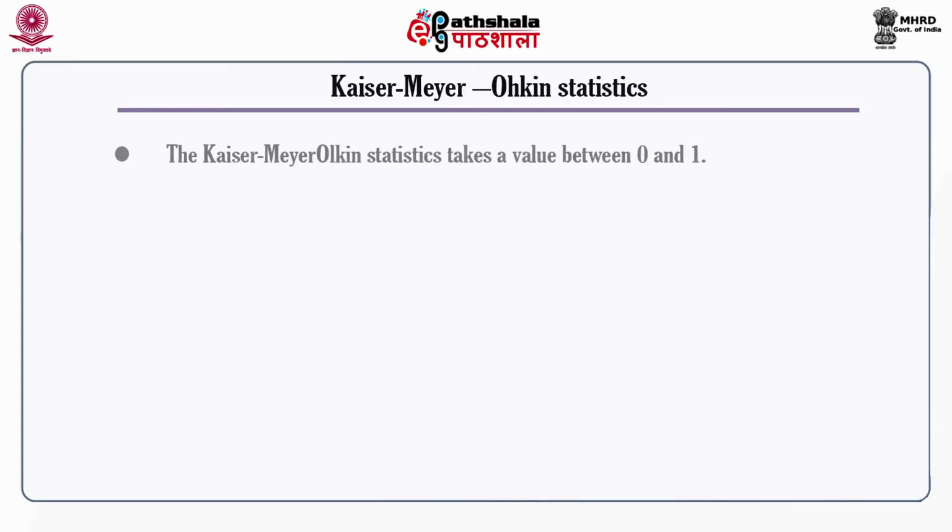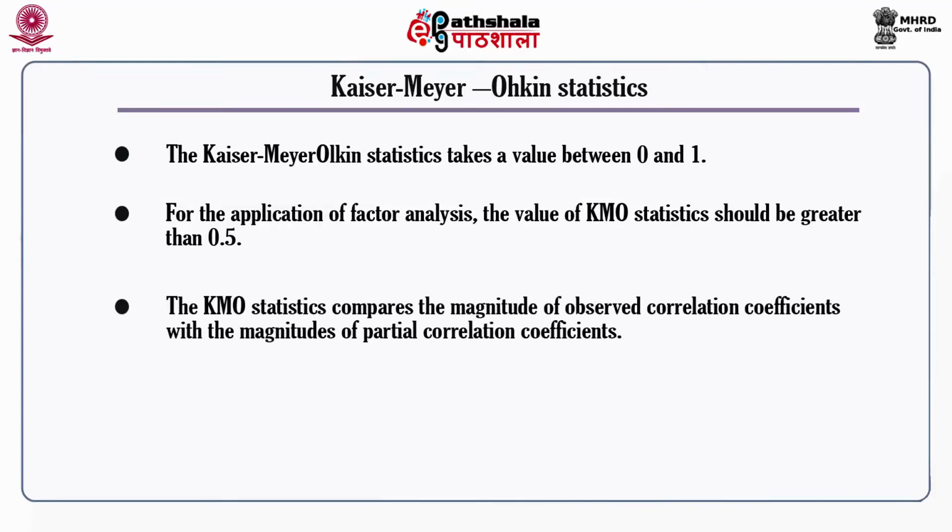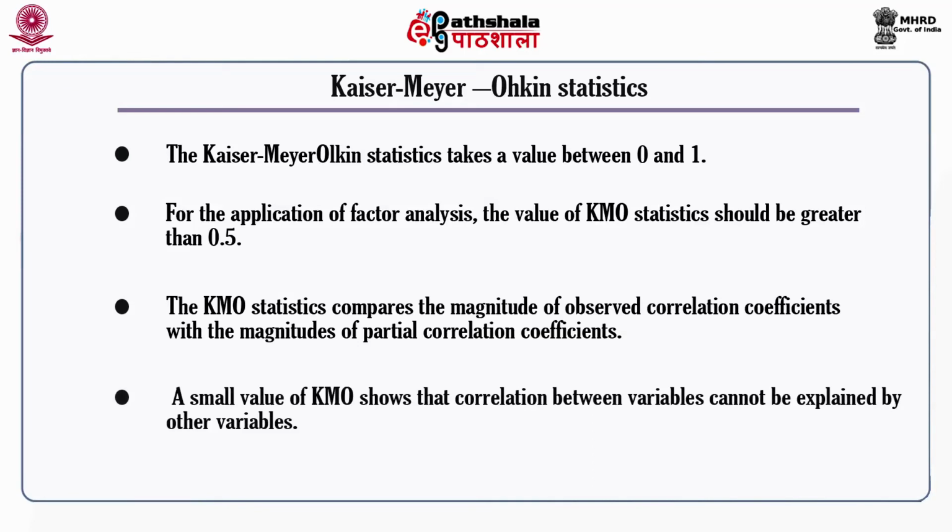Kaiser-Meyer-Olkin statistics. The KMO statistic takes a value between 0 and 1. For the application of factor analysis, the value of KMO statistic should be greater than 0.5. The KMO statistic compares the magnitude of observed correlation coefficients with the magnitudes of partial correlation coefficients. A small value of KMO shows that the correlation between variables cannot be explained by other variables.